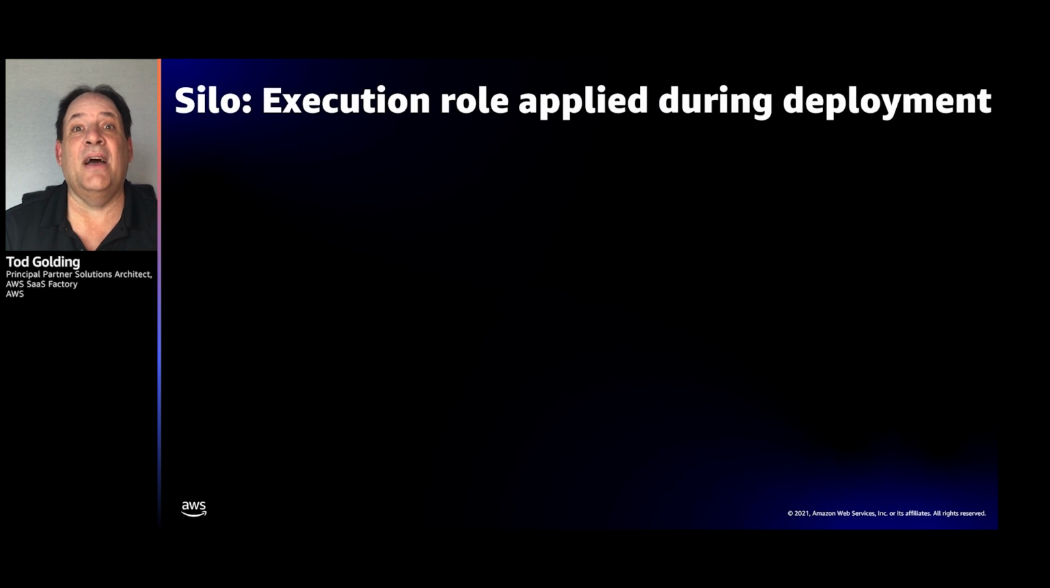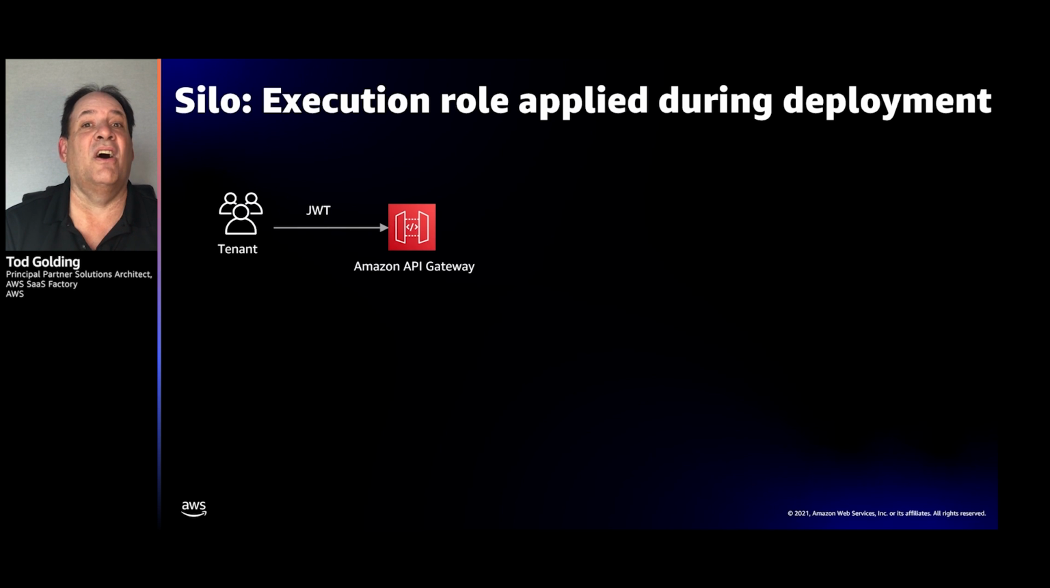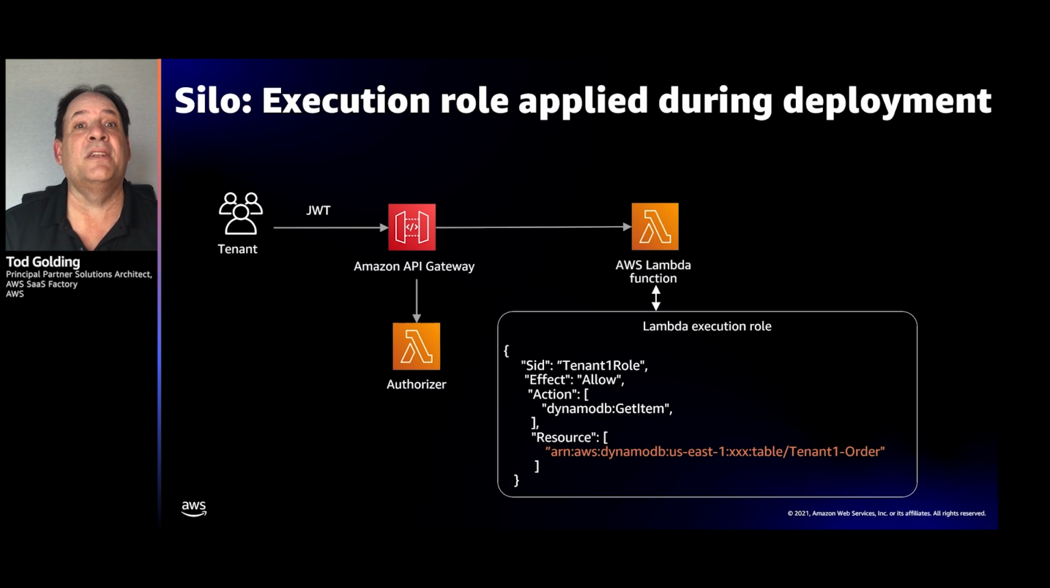Okay, so let's look now at this deployment-based experience. What does that really look like for isolation? Well, here the tenant comes in, tenant hits our gateway, it hits the authorizer, and now we hit our deployed siloed function. And here you'll see we have an execution role attached. And that execution role has a very specific policy for tenant 1 to say tenant 1 can access this particular order table. And so now it constrains your access to just that order table.